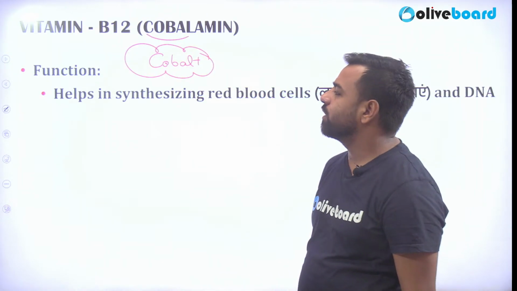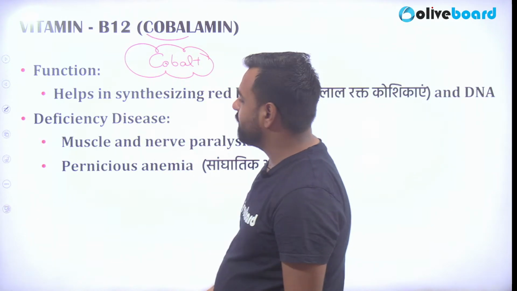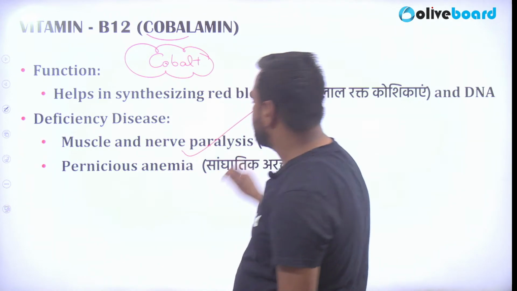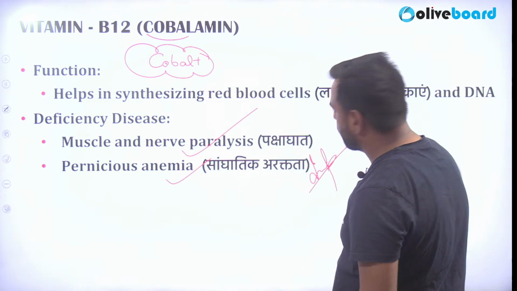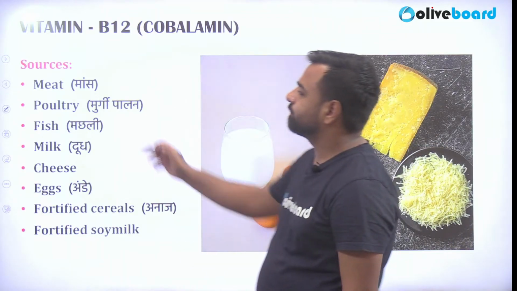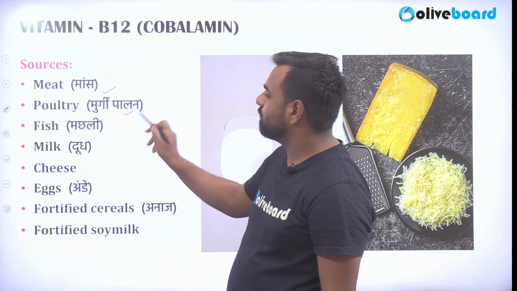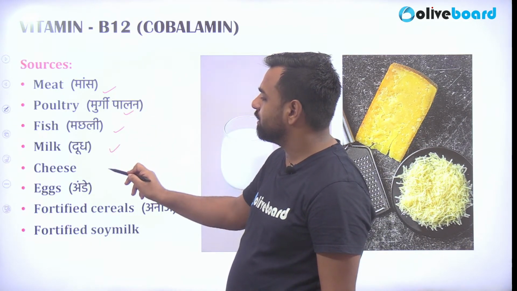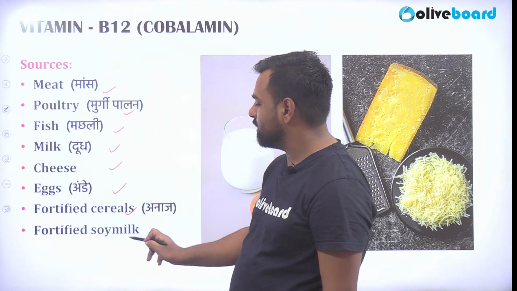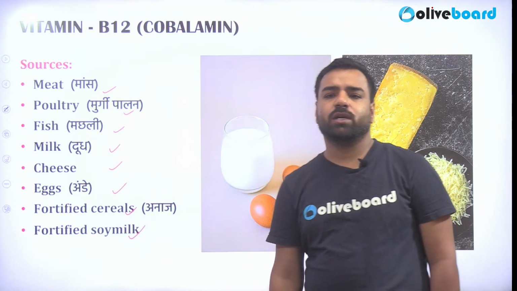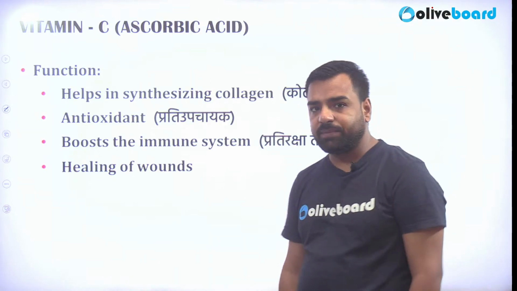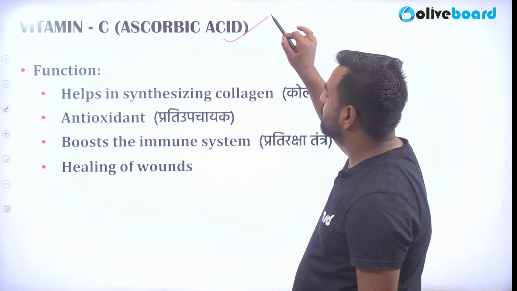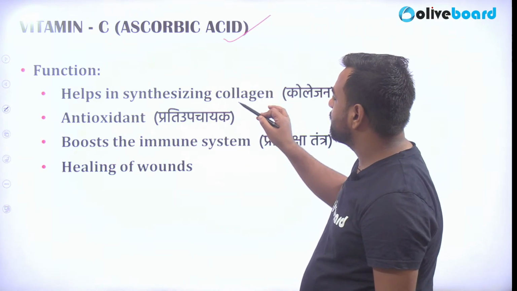So what are the sources? Sorry, the deficiency leads to muscle and nerve paralysis, also pernicious anemia, and this is asked again and again in the examination, so it's important as well. Sources are meat, poultry, fish, milk, cheese, eggs, fortified cereals and fortified soya milk. So that's about B12. Now guys, what about vitamin C? Vitamin C's chemical name is ascorbic acid, which helps in synthesizing collagen.